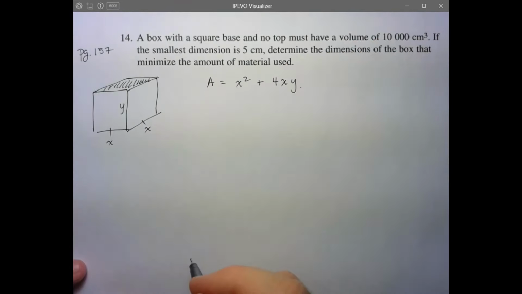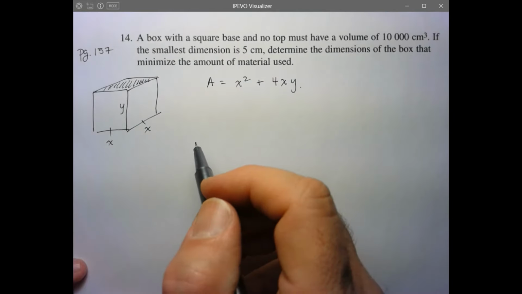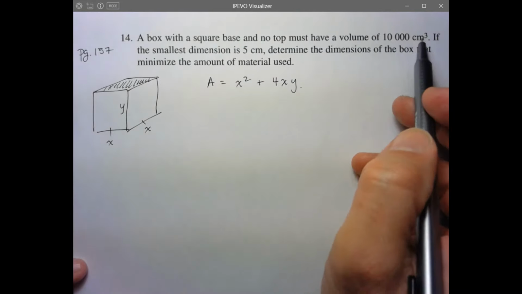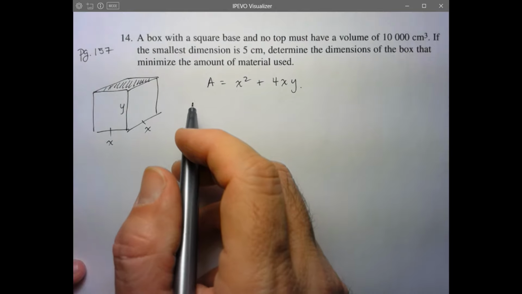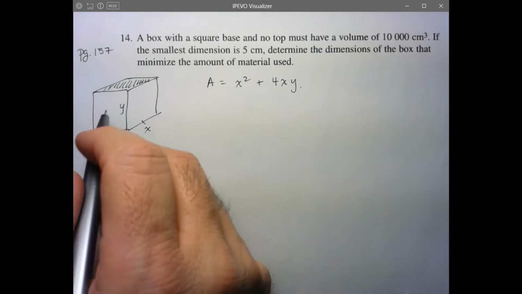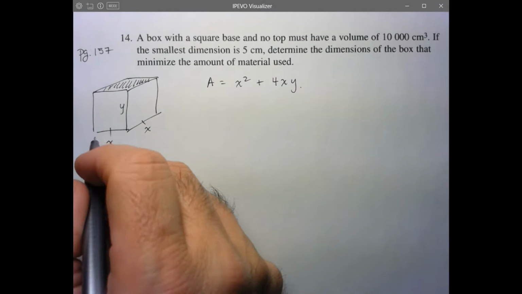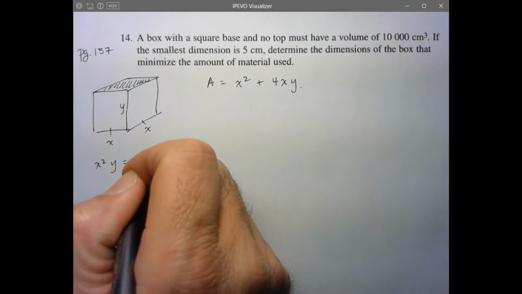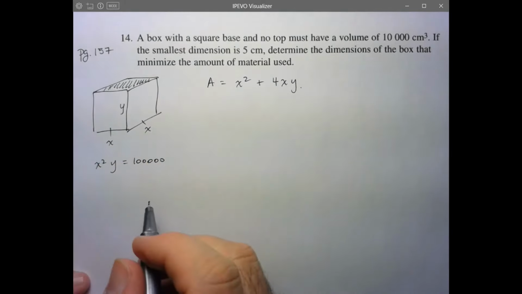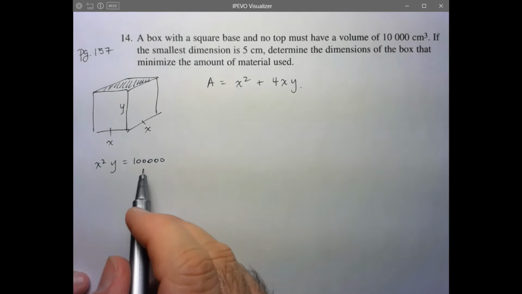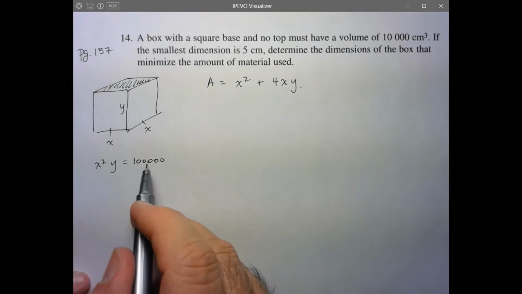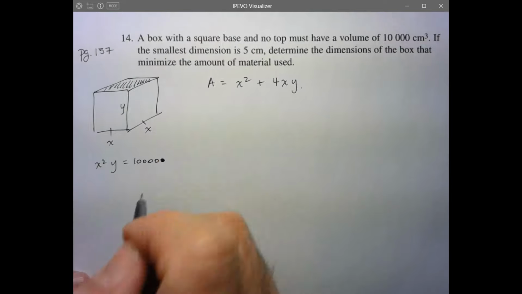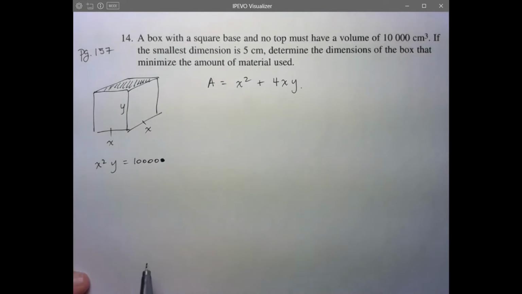But as is often the case, we have two variables in our model. Luckily we have this constraint here that the volume is 100,000 centimeters cubed. The volume of this box is going to be given by the area of the base, X squared, times the height Y, and that's equal to 100,000. I accidentally wrote too many zeros, so let's get rid of one of those.